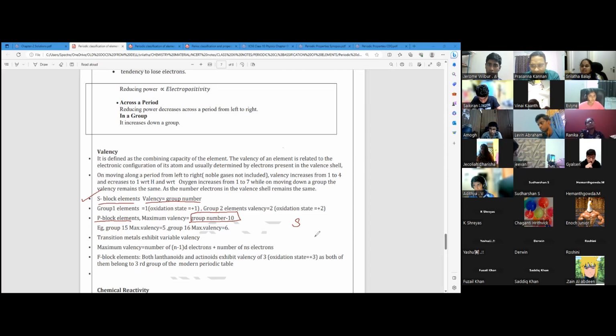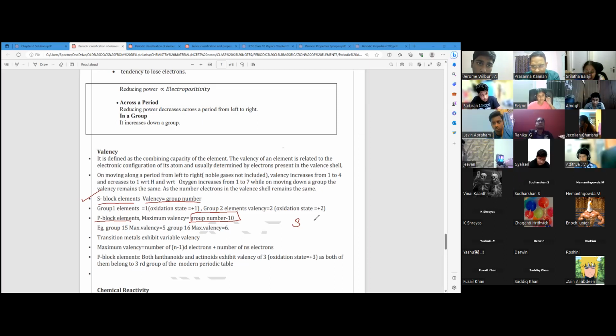Which group number? 6th group. No, 16th. Yes, it's 16. It's not 6th group. It's 16th group. Minus 10. So what's the maximum valency of sulfur?